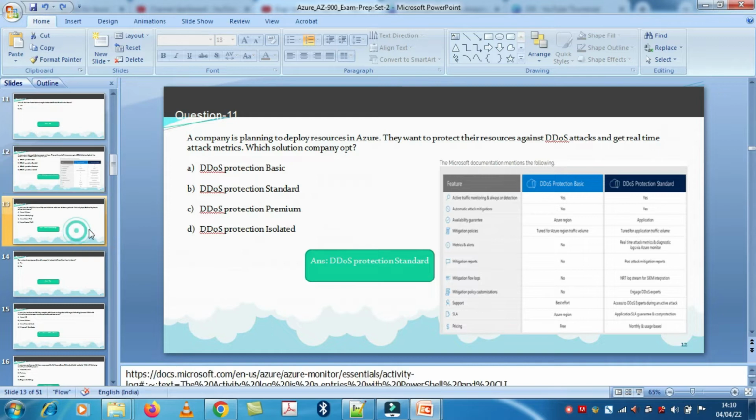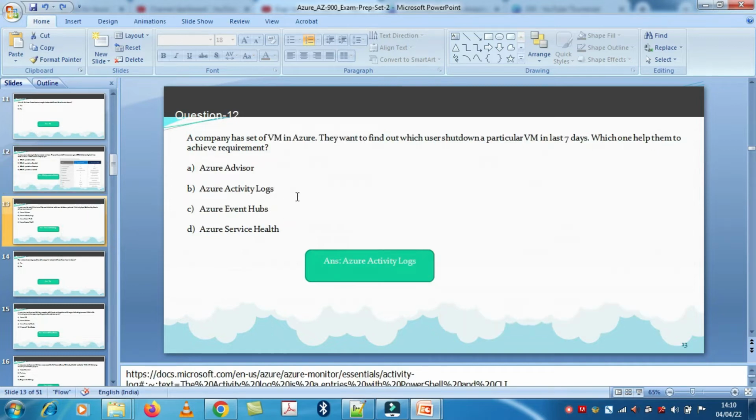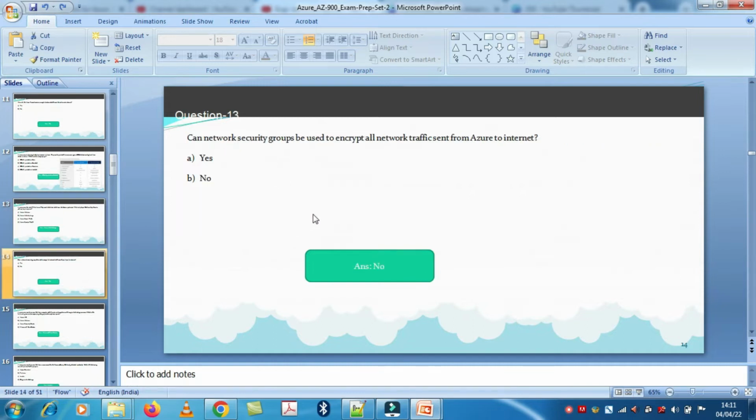Correct. Moving to the next question: a company has a set of VMs in Azure. They want to find out which user shut down a particular VM in the last 7 days. Which one helps them achieve the requirement? It's pretty simple and easy. If you want to know the activity of your system, your virtual machine or anything, even in Linux or in an application, you need to look somewhere in the logs. The answer is Azure Activity Logs. Correct.